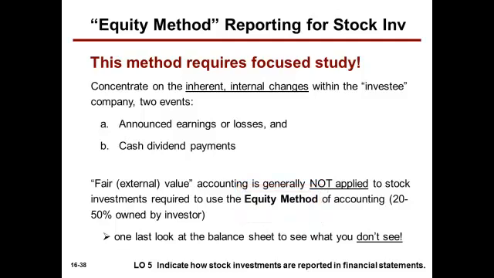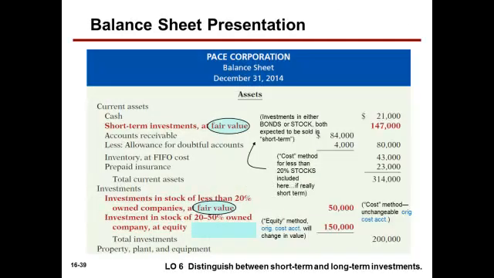Let's take one last look at the balance sheet to see what you don't see. For short-term investments in the current assets section, these can include either bond or stock investments. These are both recorded at cost, but they're periodically, monthly, updated to their fair value using a separate account. We call these trading securities. That's what merits their classification under current assets, short-term investments.